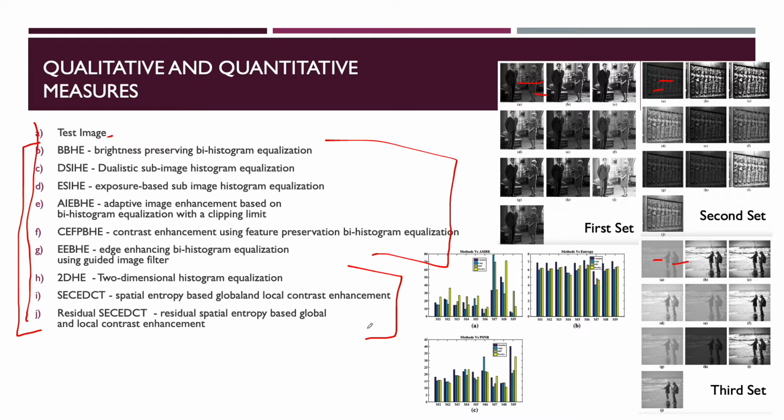It starts off with BBHE and goes up till EEBHE, which is the edge enhancing bihistogram equalization using the guided image filter. The first one is a simple brightness preserving bihistogram equalization, which preserves the mean brightness of the image while contrast is enhanced. Then we have 2DHE, which is a two-dimensional histogram equalization, and it moves up to the residual SECEDCT, which stands for the Residual Spatial Entropy Based Global and Local Contrast Enhancement, which considers both of these equally.